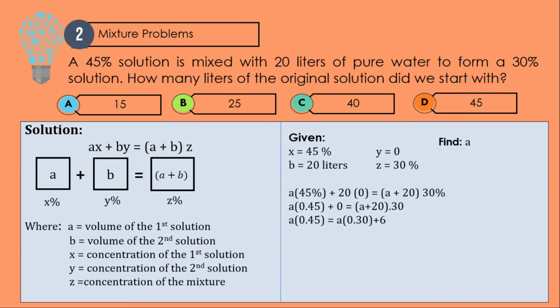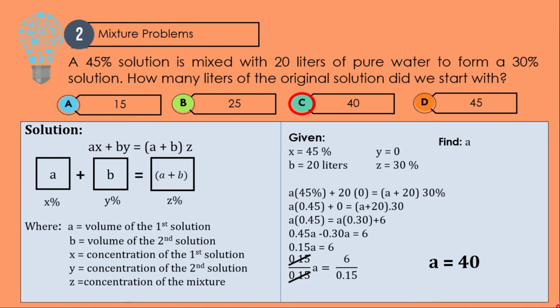Now we can combine like terms. Let's subtract 0.45A to 0.30A is equivalent to 6. Subtract 0.45 to 0.30, we'll have 0.15. Then divide both sides by 0.15 to find the value of A. And our value of A would be equivalent to 40. So our answer for this problem is letter C.